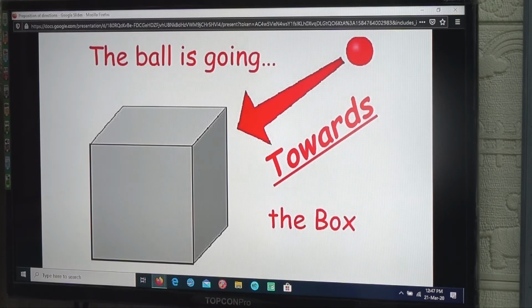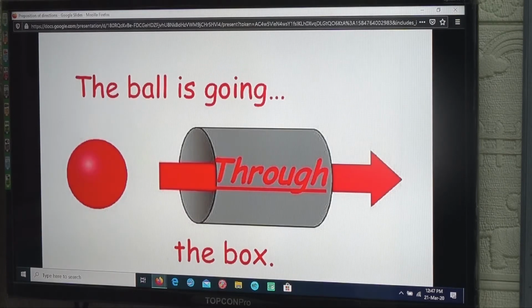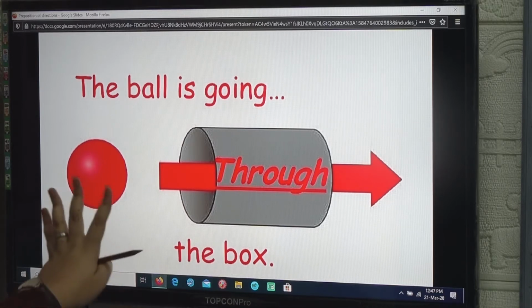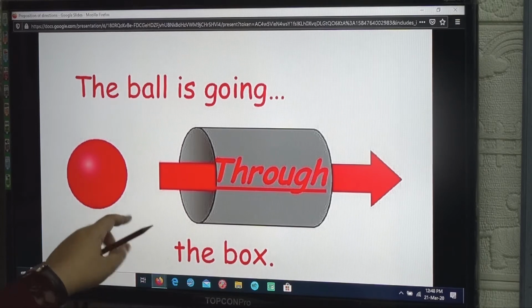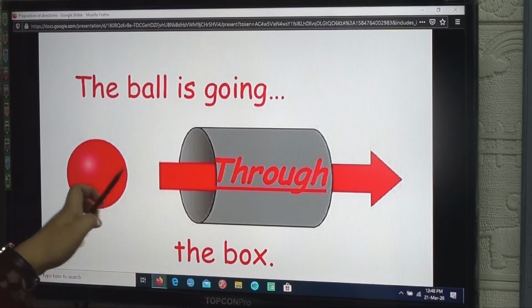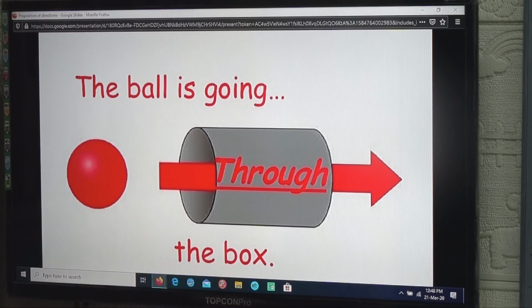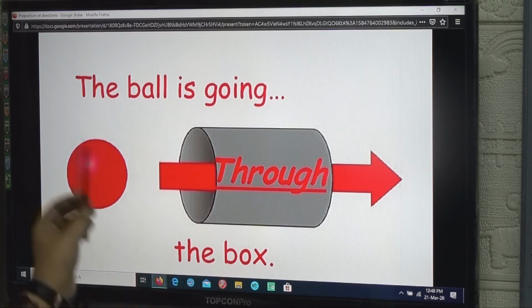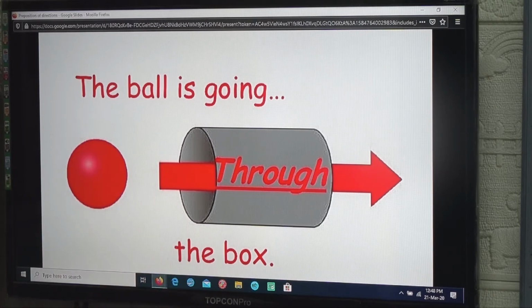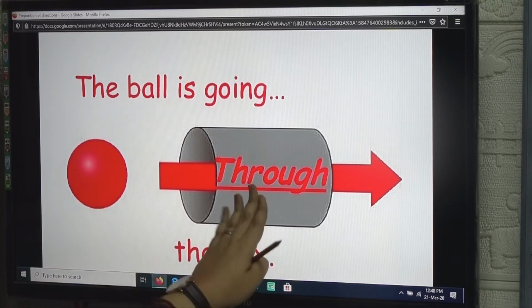Next one we have through. So the ball is going through the box. Just think it is a person. He wants to go out of here, right? He has to do something. He has to use something. So that's why it used the box. The ball is going out through the box, through something.